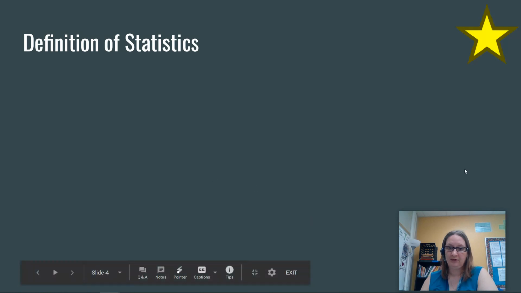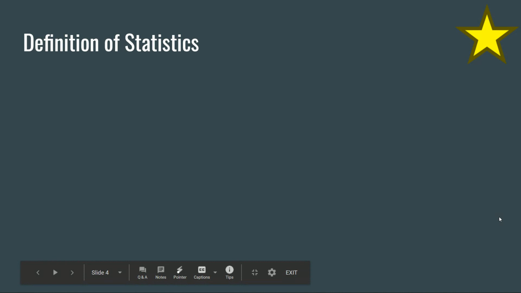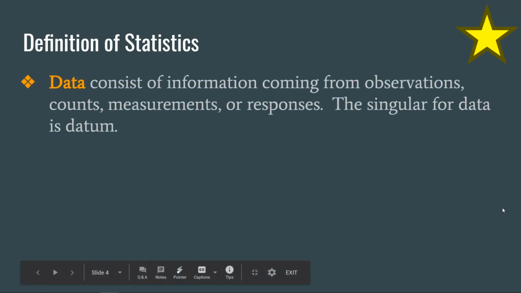So I'm going to turn my picture off because it gets in the way of some of the notes. So a definition of statistics. Statistics is a gathering of data, and data consists of information coming from observations, counts, measures, or responses, and the singular for data is datum.